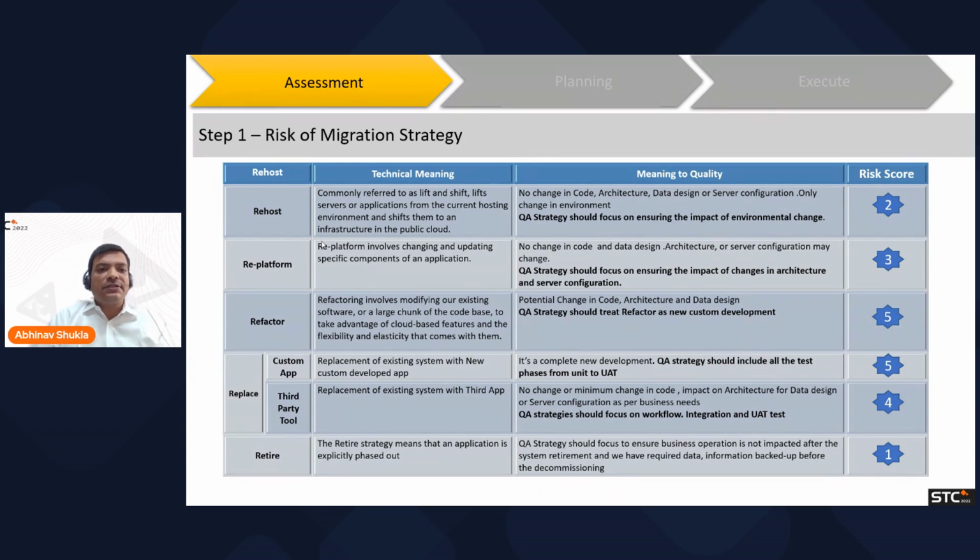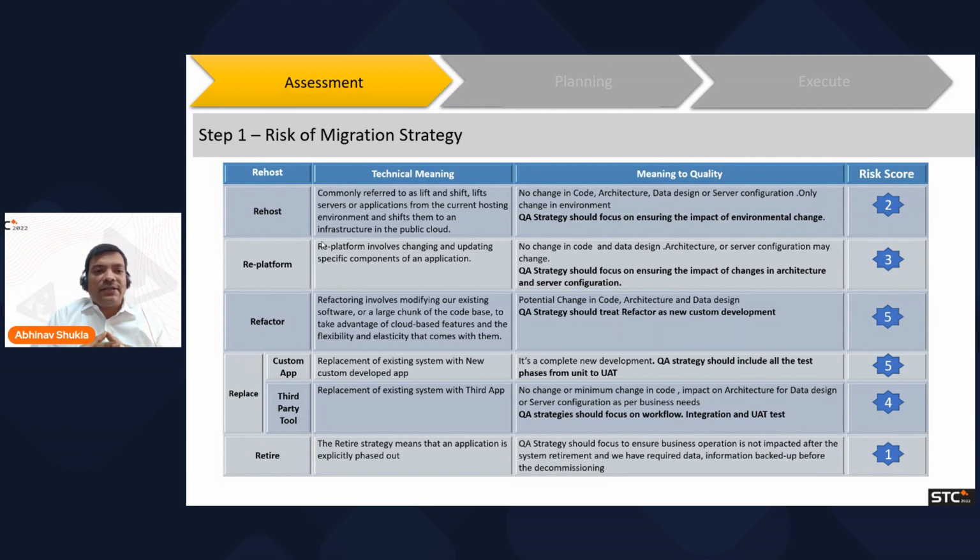So we have created this migration strategy risk map. If we are talking about rehosting, what it means is that we are only lifting and shifting the application from on-prem to cloud. We are not touching the code, the server side, or the platform. We are only changing the environment here. So the risk is comparatively low, and we have assigned the risk score as 2.